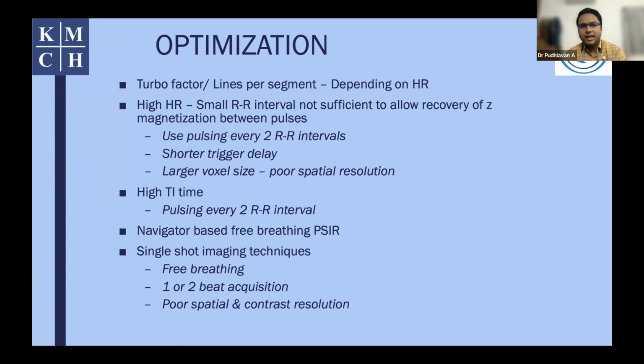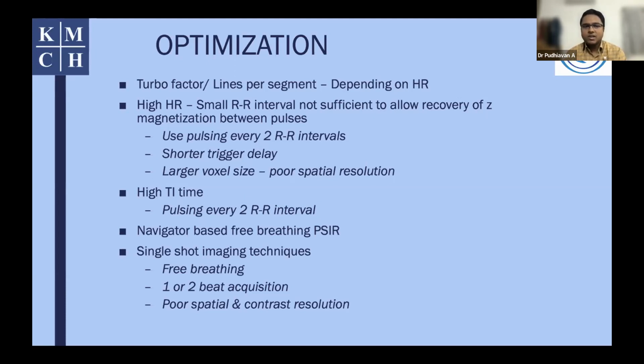When the heart rate is high, the small RR interval will not be sufficient to allow the recovery of Z magnetization between pulses, because what we do here is an inversion pulse. So we will have to wait for the recovery of Z magnetization. When the heart rate is high, there is not enough time between two cardiac cycles for the Z magnetization to recover. So what we can do when the heart rate is high is use pulsing every 2 RR intervals. So instead of imaging every RR interval, we can image leaving one cardiac cycle in between, so that it gives enough time for the Z magnetization to recover.